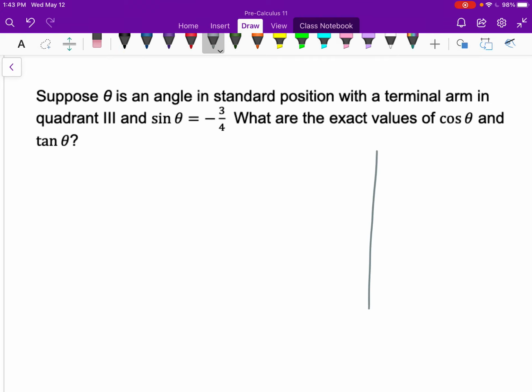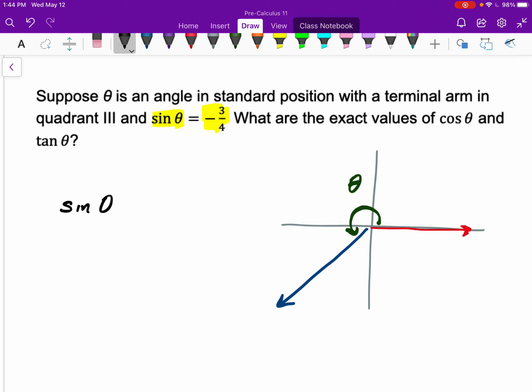We have an angle in standard position. I have a terminal arm in quadrant 3, so my terminal arm is somewhere in here. I'll just draw a terminal arm in quadrant 3. But I don't know a point that it goes through, and I don't know theta. I can think of theta being like this, but that doesn't tell us what it is. I do know the sine of theta is -3/4, so that does tell me something.